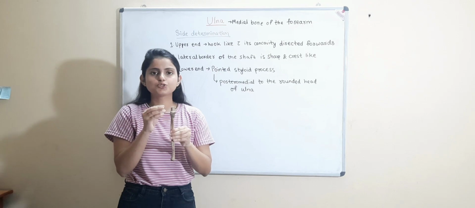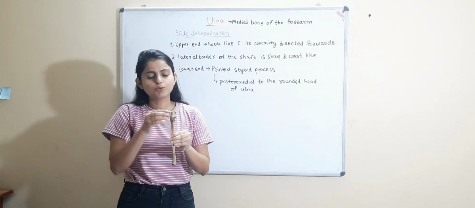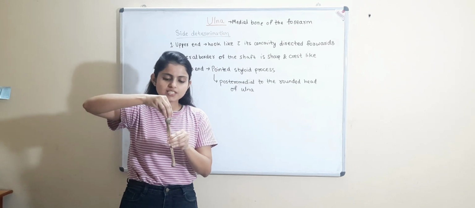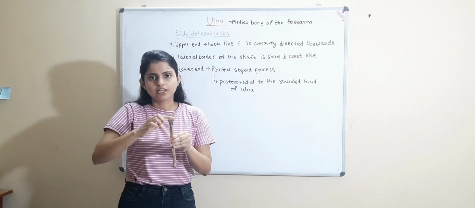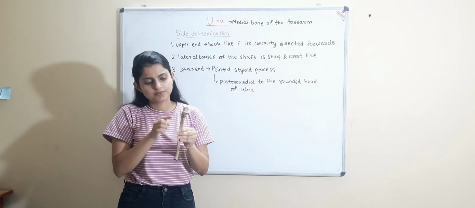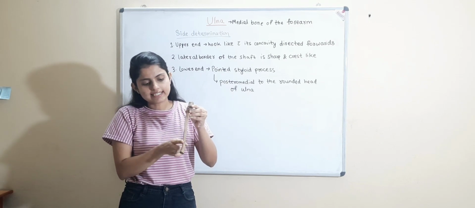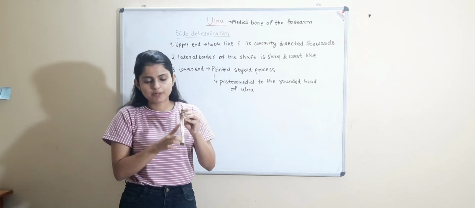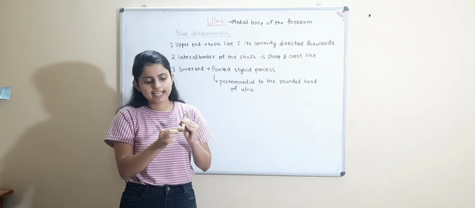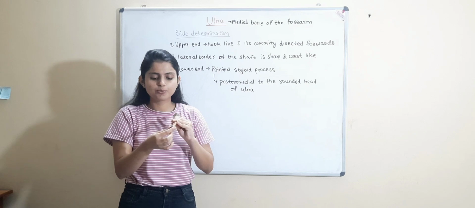In the upper end, it has two processes and two notches: the olecranon process, the coronoid process, and the trochlear notch and the radial notch. In the shaft, it has the lateral border, which is the sharpest border. In the lower end, it has the head of the ulna and the pointed styloid process.